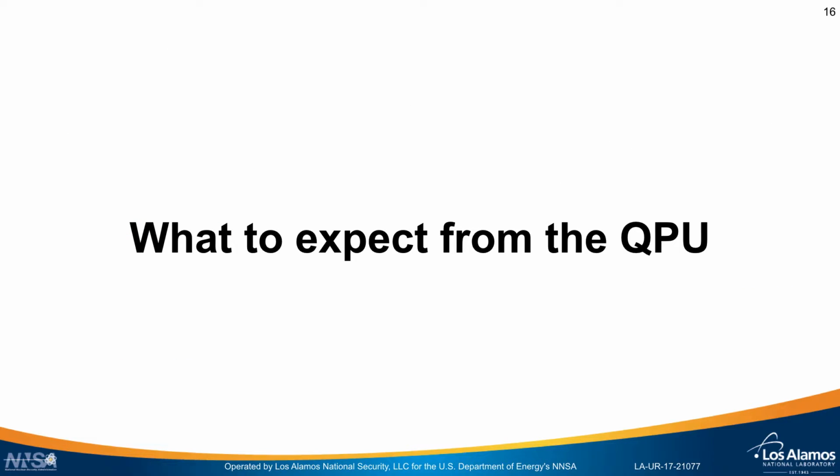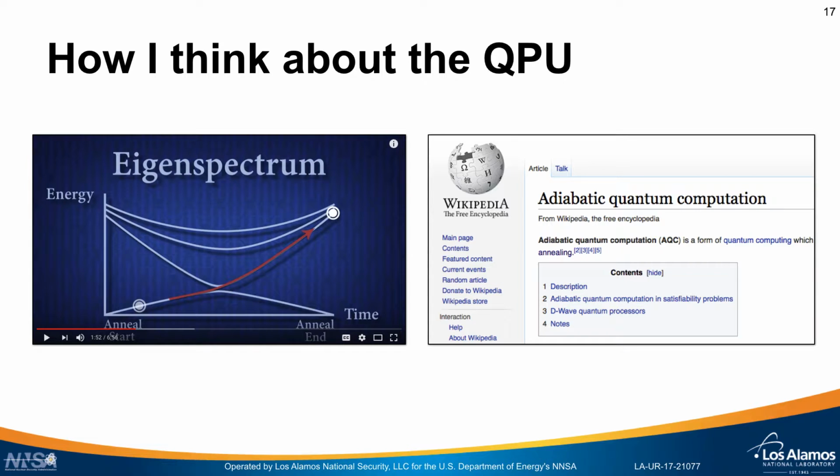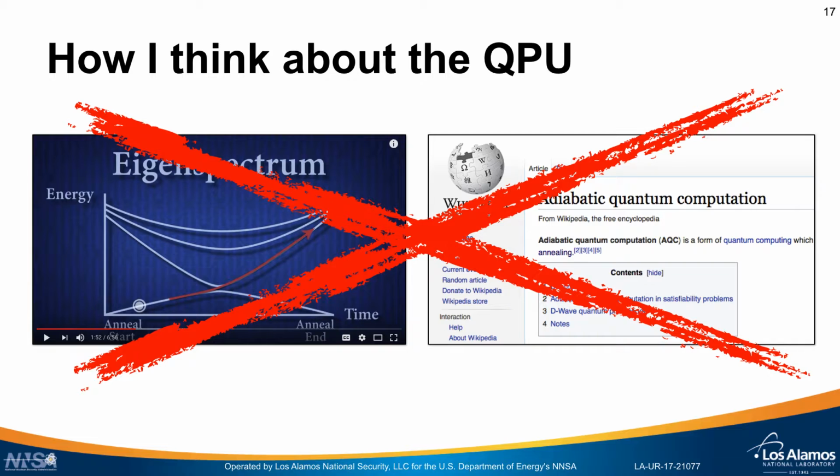What do you expect from the quantum processing unit? It seems like that adiabatic story was not working out for us based on that little experiment. So my recommendation would be to not pay attention to this particular theorem, and let's build a different intuition for what the machine does.